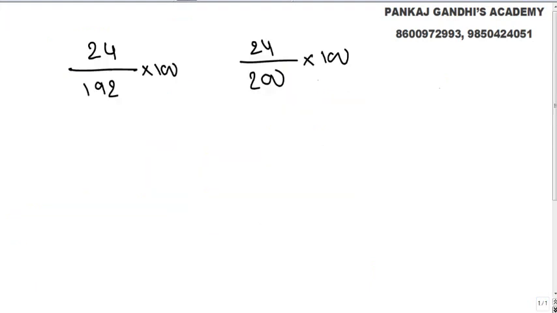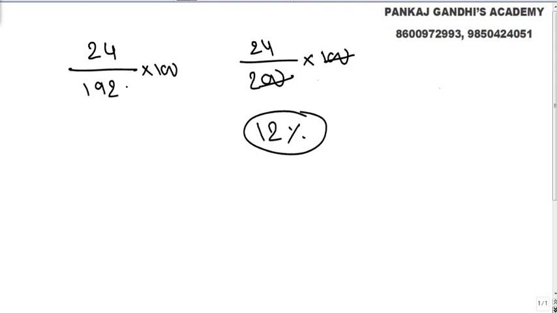Let's say we are supposed to solve 24 by 192. We solve it by making it 24 by 200. We get the answer here, 12. But what will the actual answer be? How do we solve that part?